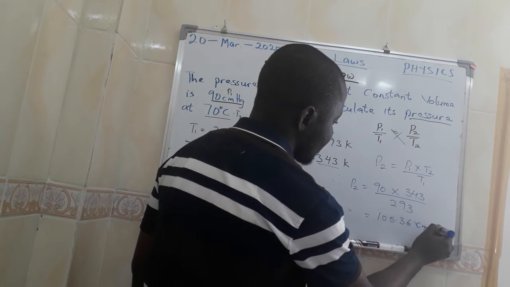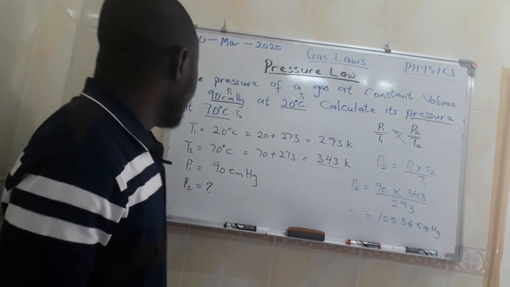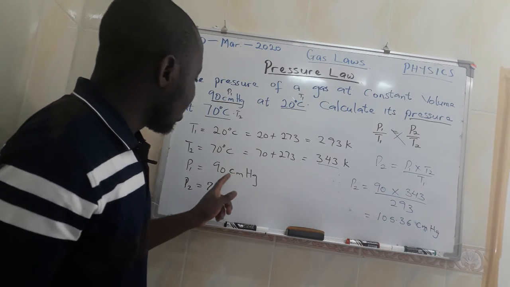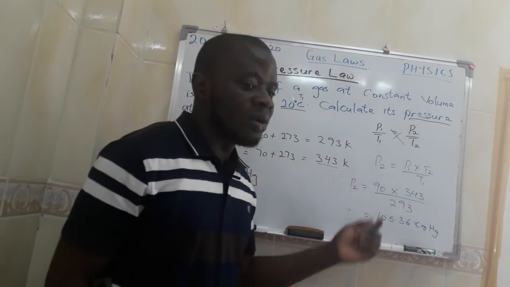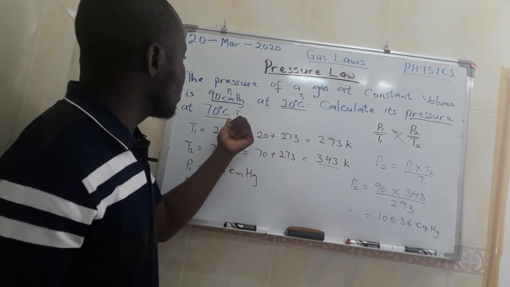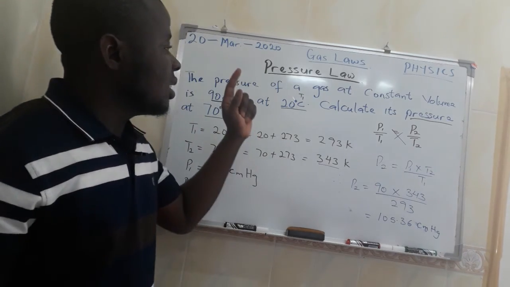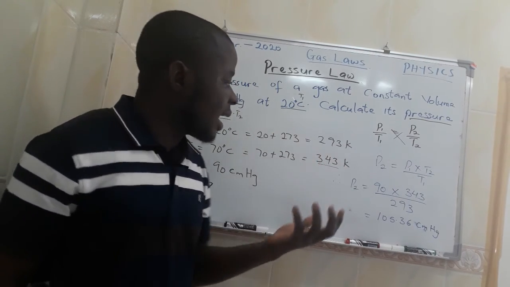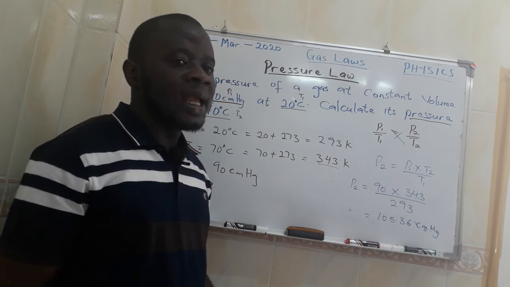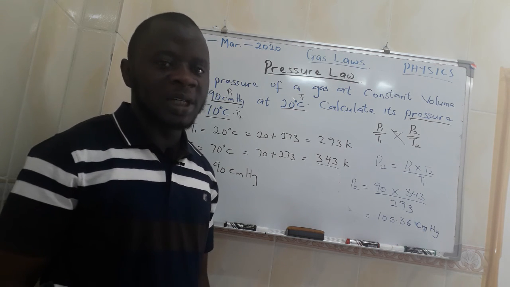centimeters mercury, cmHg. You can see that the pressure has increased from 90 to 105 because the temperature also increased from 20 to 70. And according to pressure law, when the temperature is increased, then the pressure has to also increase because they are directly proportional.